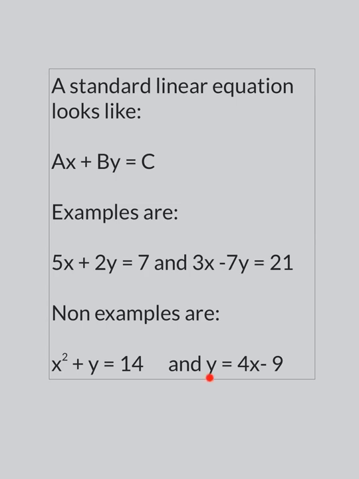And over here, this equation, y equals 4x minus 9. This equation is linear, but it is not in standard form because it doesn't follow the pattern. Look, ax plus by equals c. Nope, this is y equals 4x minus 9. Now we can rewrite this equation in standard form, but right now it's not in standard form.